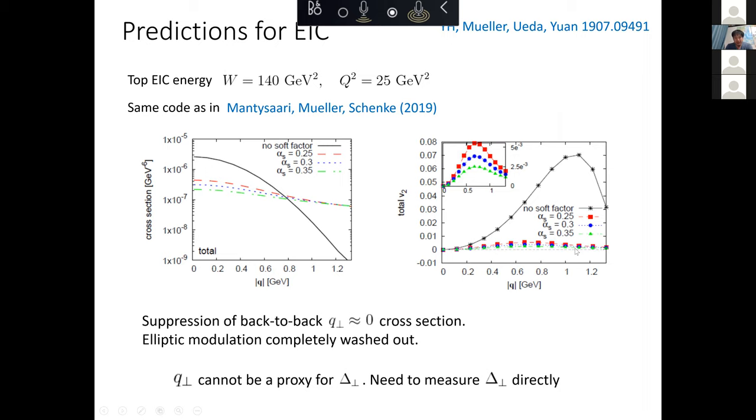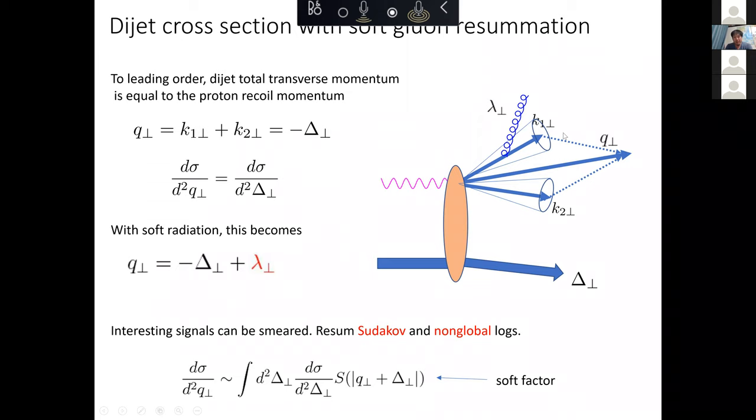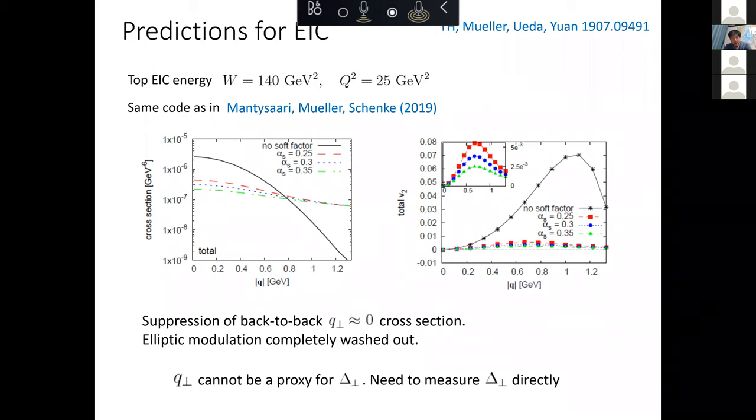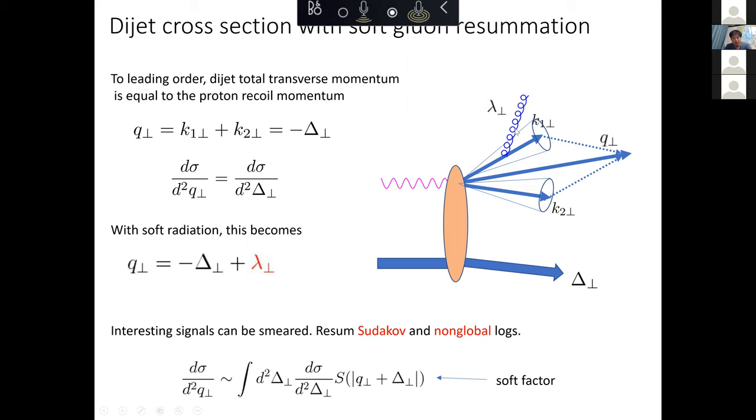That is because q perp is sensitive. Yoshitaka, yes? Is it a QT resummation, a q perp resummation? What kind of resummation? It's a resummation of the soft gluons emitted outside the cones, because that will modify the q perp dependence.